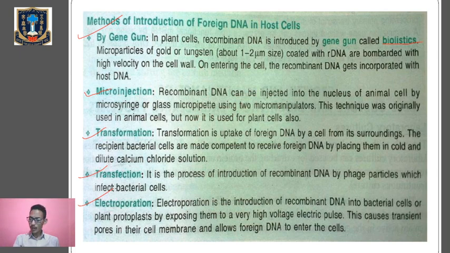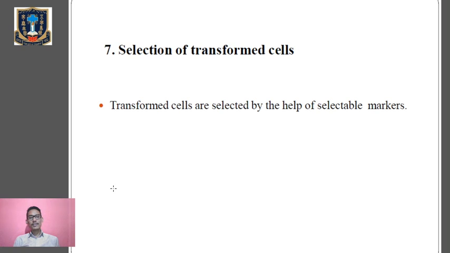Clear? Now, next step is selection of transformed cells. Now, what does transformed cell mean? Try to recall that in case of recombinant DNA technology, we are creating the recombinant DNA having the gene of interest. Okay, and after creating that recombinant DNA, we are inserting it into the host cells. Let's say, for example, Escherichia coli or E. coli. Now, how to identify whether that cell has been transformed or not?